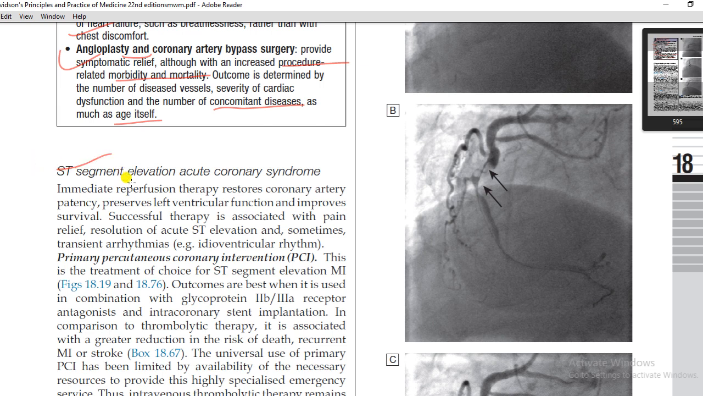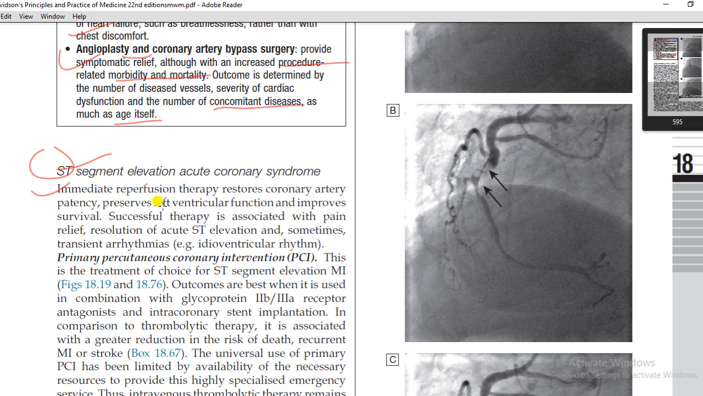Immediate reperfusion therapy restores the coronary artery's patency. If the procedure is done immediately, then it restores the coronary artery's patency, preserves left ventricular function, and improves the survival. So it should be done immediately in this particular case, ST segment elevation case.